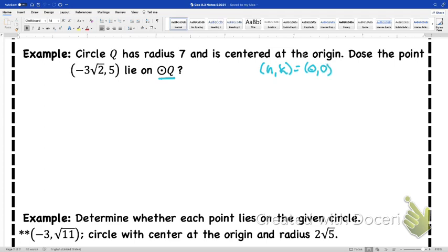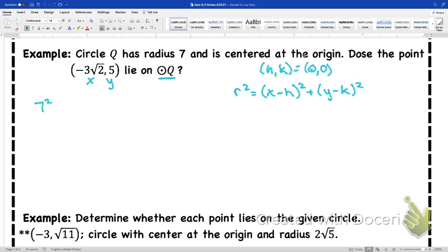Does the point negative 3 square root of 2, 5 lie on that circle? That means if I plug in this x and this y into the equation, both sides should be equal, right? So all I'm going to do is plug it into r squared equals x minus h squared plus y minus k squared. If it's on the circle, the left is going to equal the right. Got it? So what's r? 7.